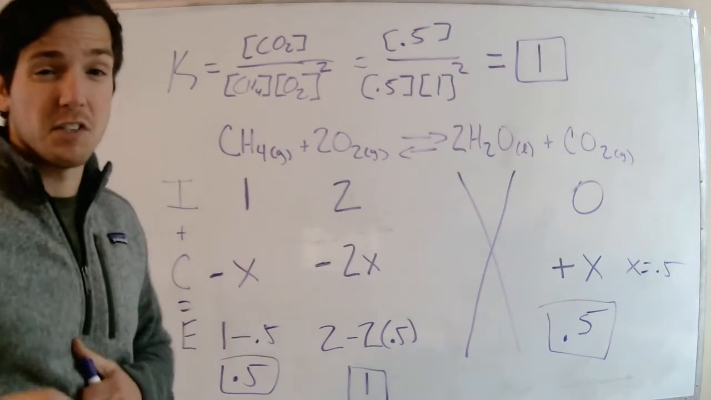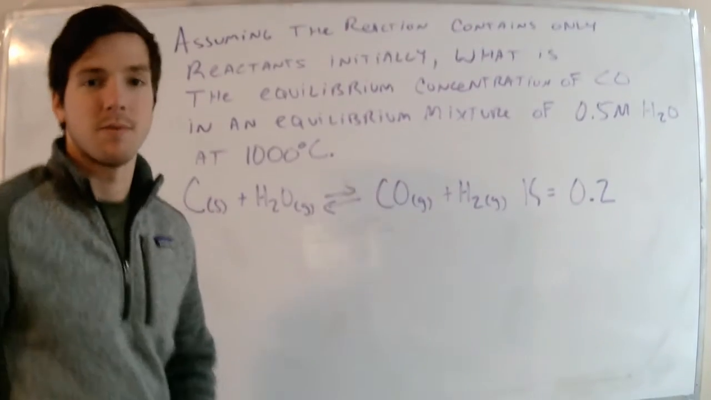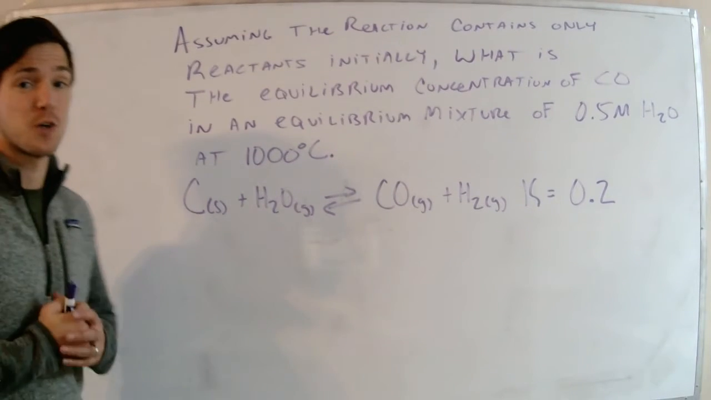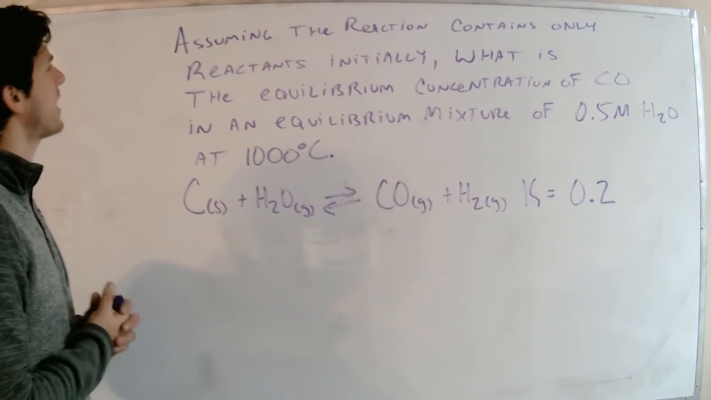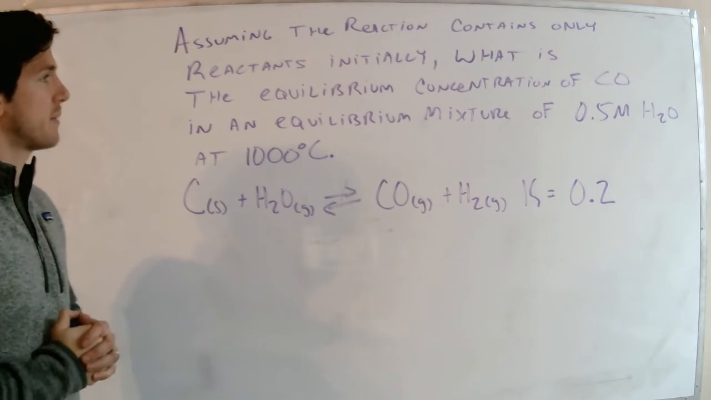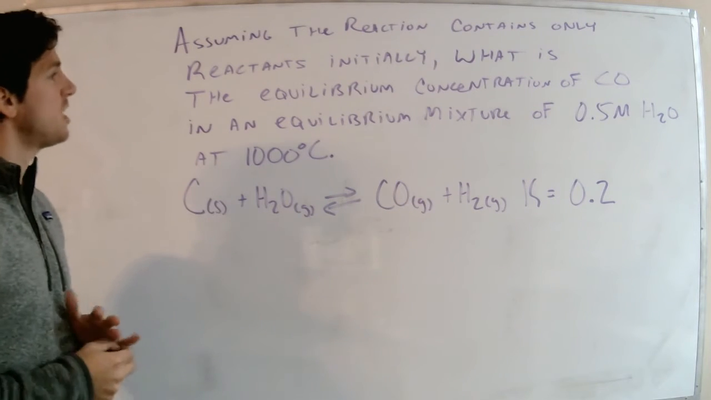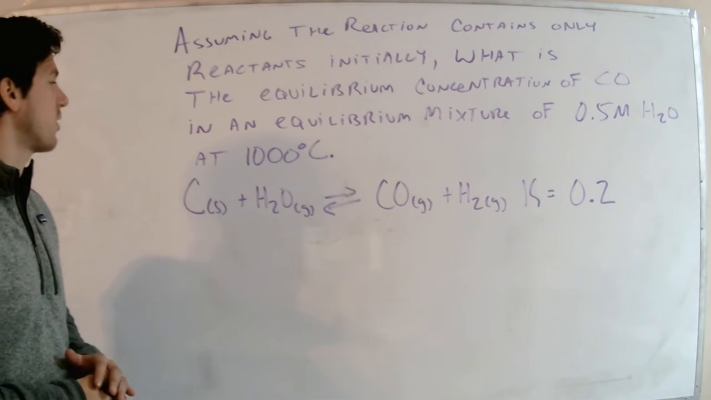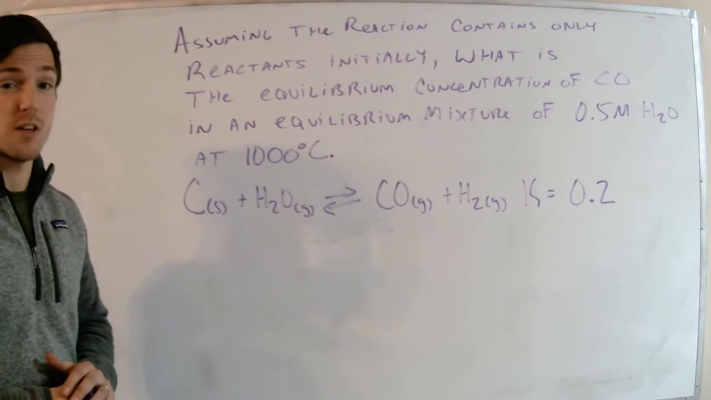Let's do a little bit of a tougher one now. All right, everybody, here's one that's going to get a little tricky on us. So assuming the reaction contains only reactants initially, what is the equilibrium concentration of CO in an equilibrium mixture of 0.5 molar H2O at 1,000 degrees Celsius?